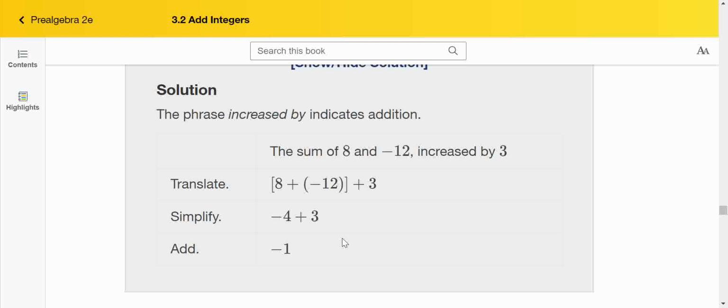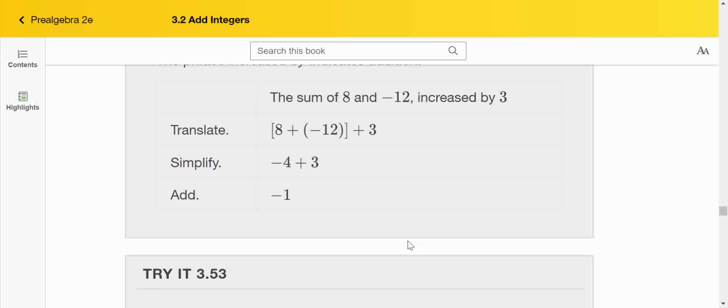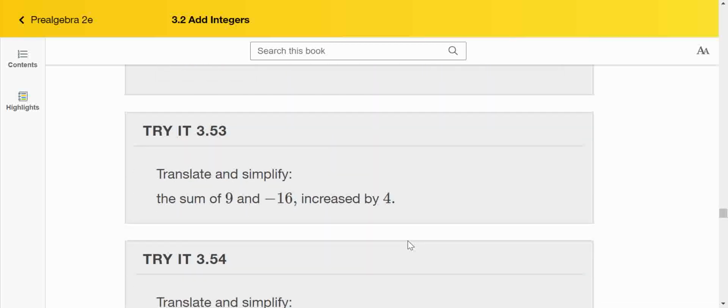Simplify. We simplify the inside of the bracket. 8 plus -12 is -4. The 3 on the outside, you notice, does not change. And we add, getting -1. A couple try it problems.